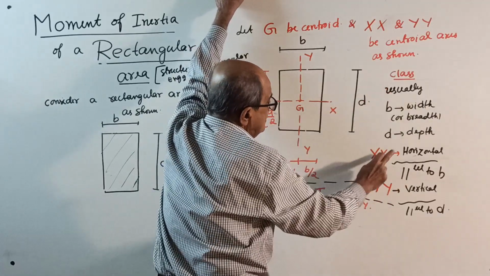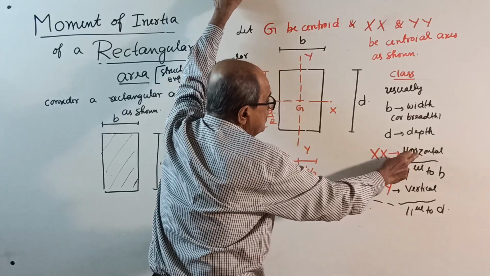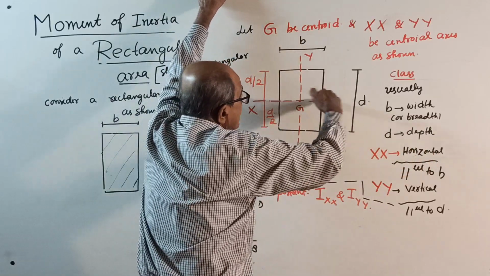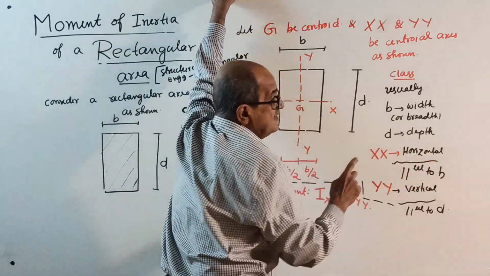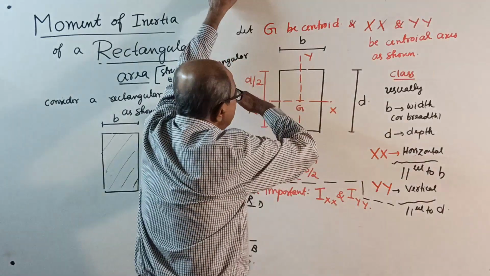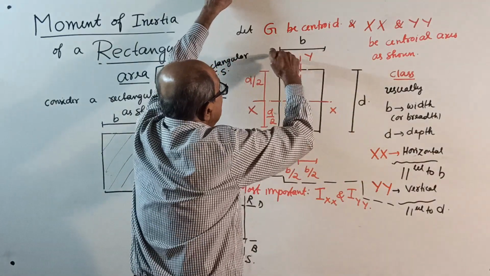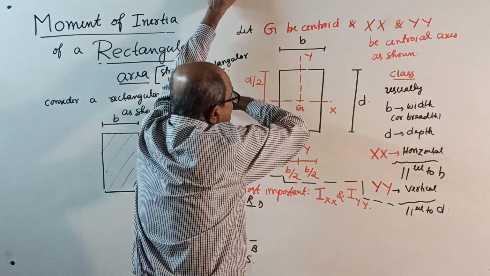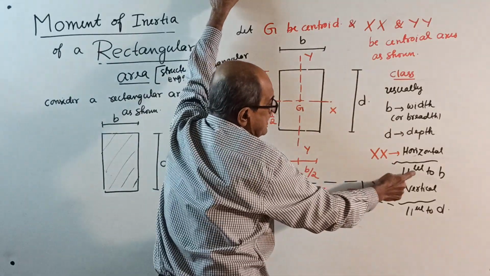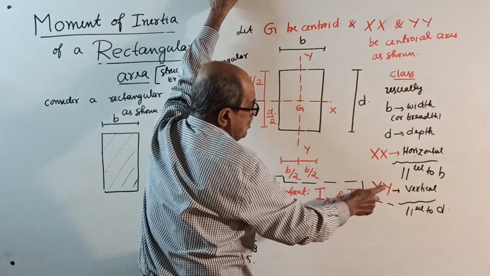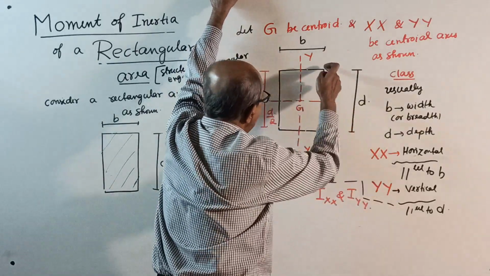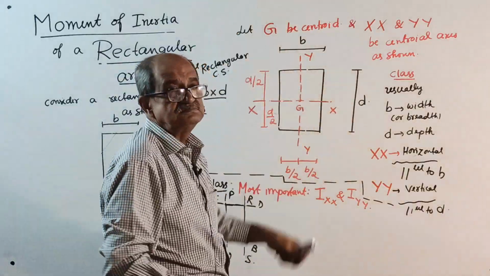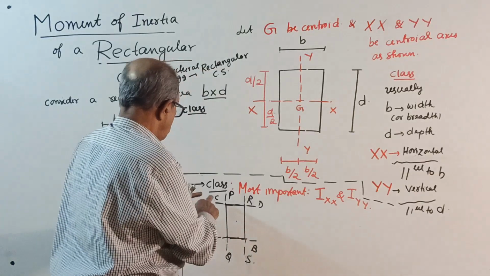Then, XX is horizontal. I am not writing everything, space is not there. Make one more note. When I call XX, it is a horizontal centroidal axis. You should write here, horizontal centroidal axis, or it is parallel to B. If B is here, parallel to B is horizontal centroidal axis XX. Same way YY is vertical centroidal axis, parallel to D. Write note.